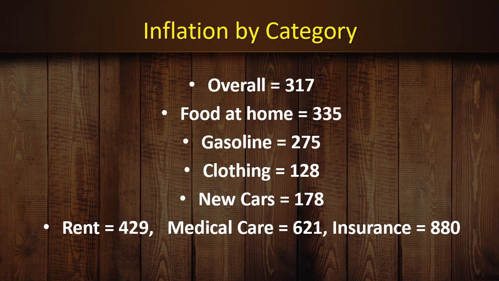So different prices go up at different speeds. Right now, the overall CPI is 317, but food that you go to the grocery store and buy so you can eat it at home is 335, which is a little bit higher. Gasoline is 275, which is a little bit lower. Clothes are 128. Why has the price of clothes hardly gone up in the last 40 years? It's because 40 years ago, clothes were made in the United States, and now they're not. The fact that we import most of our clothes from low-wage countries has kept the price of clothing down.